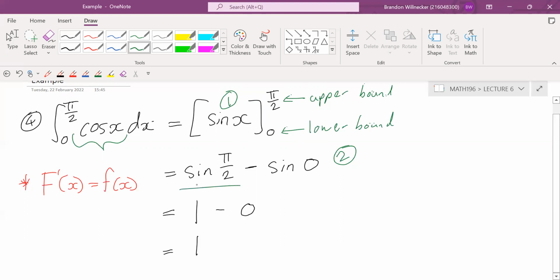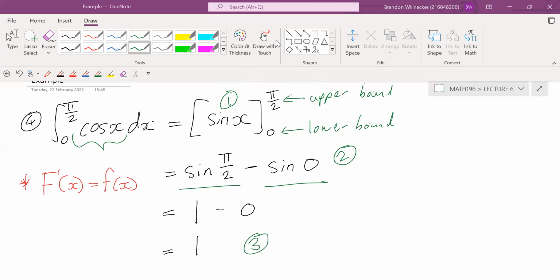So here is the antiderivative evaluated at the upper bound. Here is the antiderivative at the lower bound. Here we take upper minus lower. And then step 3 is just simplifying if you can. If you've got fractions that need to be added or subtracted, you simplify that as much as possible, and then we get our answer.